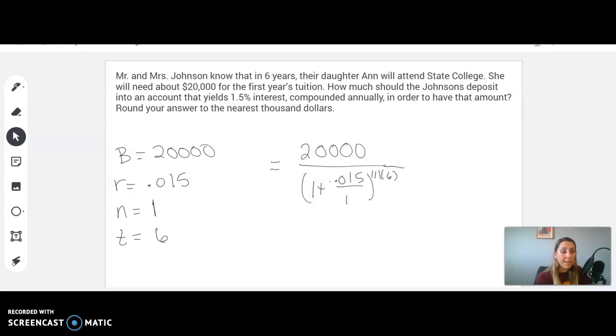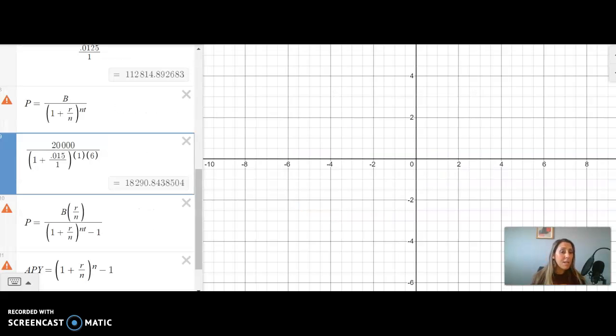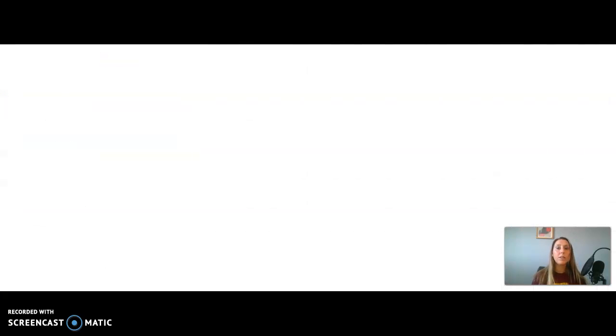The account pays a 1.5% interest rate, and it's compounded annually, so that's where I got 1. And we know we have 6 years to do this. So we're trying to figure out, what do they need to put into the account so that they have enough money? So we are going to plug all of this into Desmos. So let's go ahead and do that. All right, so if we plug those numbers in, we end up with $18,290.84.